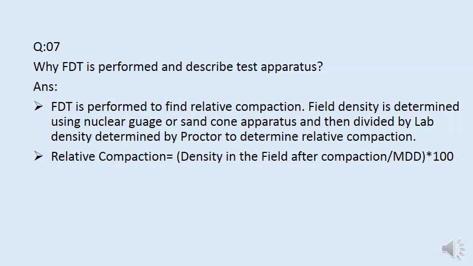For example, in the field the value comes 1.78 gram per cubic centimeter, and the value of MDD in the laboratory is 1.85. So what we will do, we will divide 1.78 by 1.85, and we will multiply with the 100, and the answer should not be less than 95%. If it is less than 95%, we cannot move forward, and we'll have to do the compactive effort to achieve 95% of maximum dry density. Next.